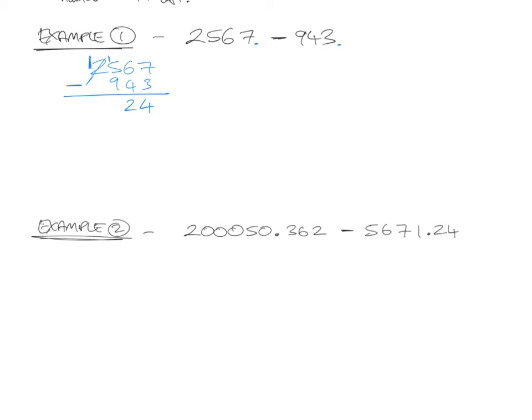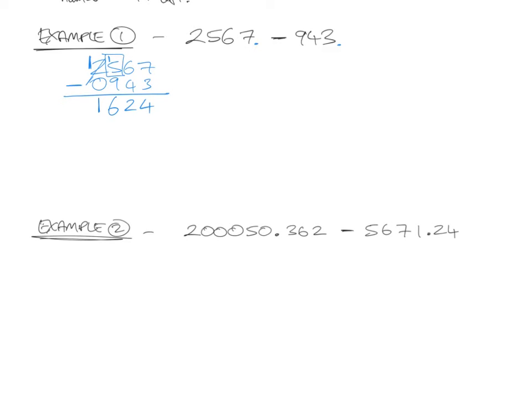15 is now big enough to subtract 9 from. 15 take 9 is 6. 1 take nothing is 1. So just double check that, because I don't trust myself. 2, 5, 6, 7 minus 9, 4, 3 is 1, 6, 2, 4.